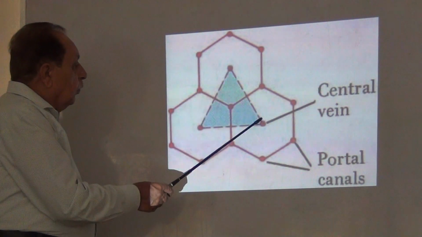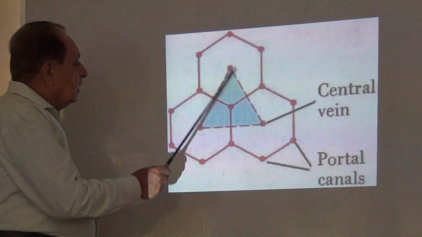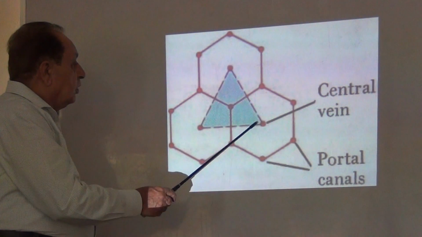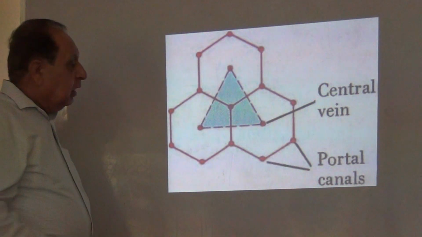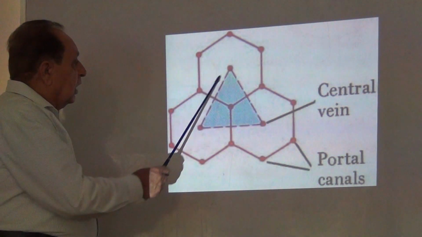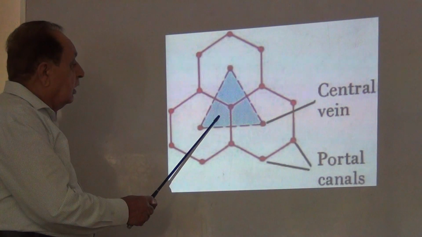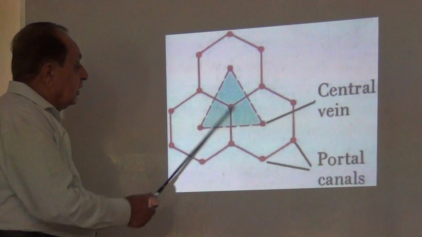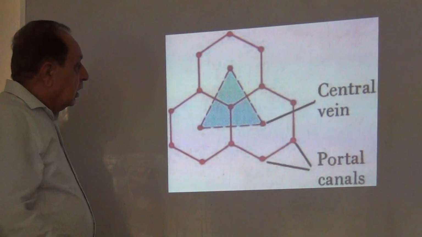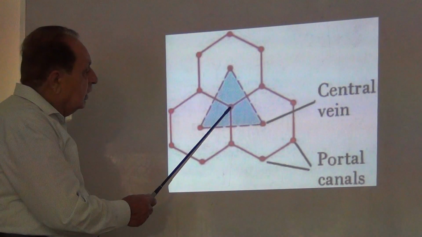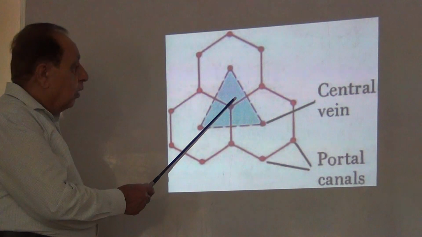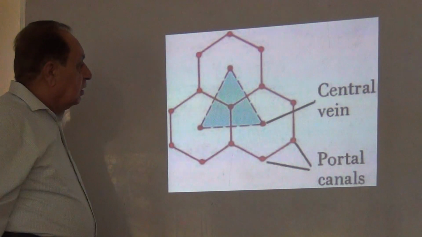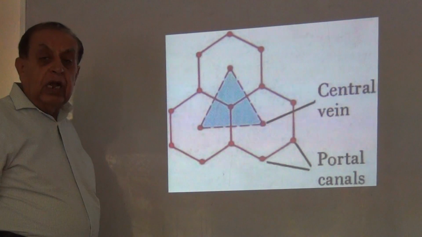The three veins of the adjacent hepatic lobules, if we draw an imaginary line, a triangular shape area is formed. It is called the portal lobule. It has the central veins at each corner and a portal area in the center. Therefore, it is called the portal lobule.